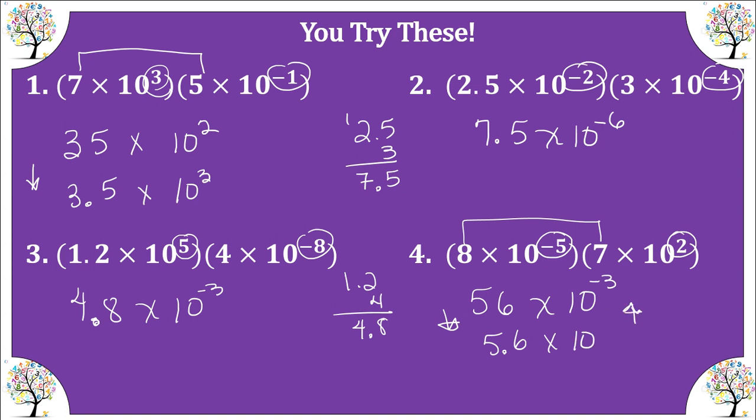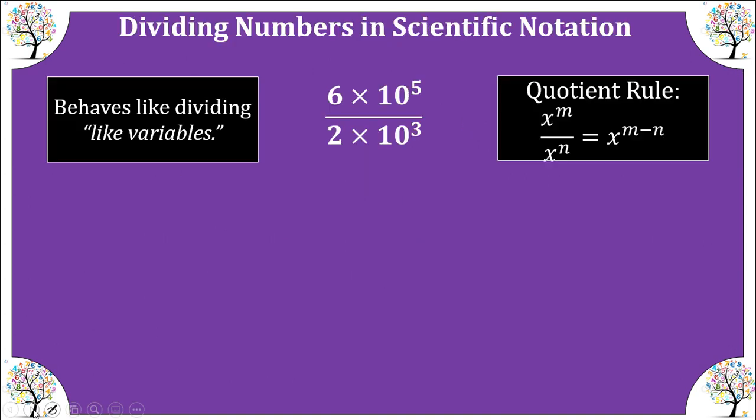Now, be careful, we're increasing a negative. So negatives are opposites of positive. So to increase -3 by 1 puts us at -2. So be really careful with your negatives.